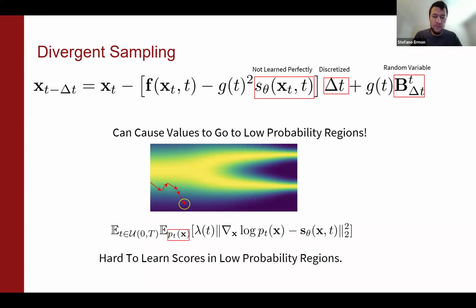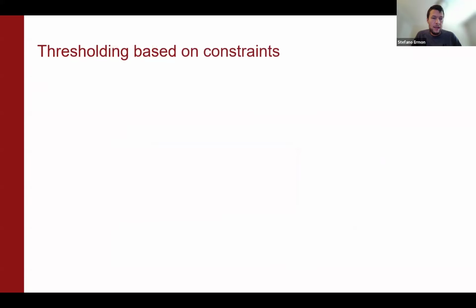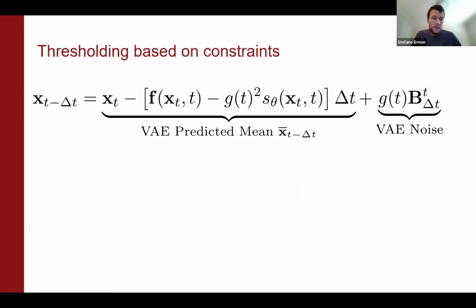So the question is, is there a way to constrain the sampling procedure to stay within regions where we know the data actually has to be? What people do in practice is they apply some simple thresholding rules to enforce known constraints on the data.